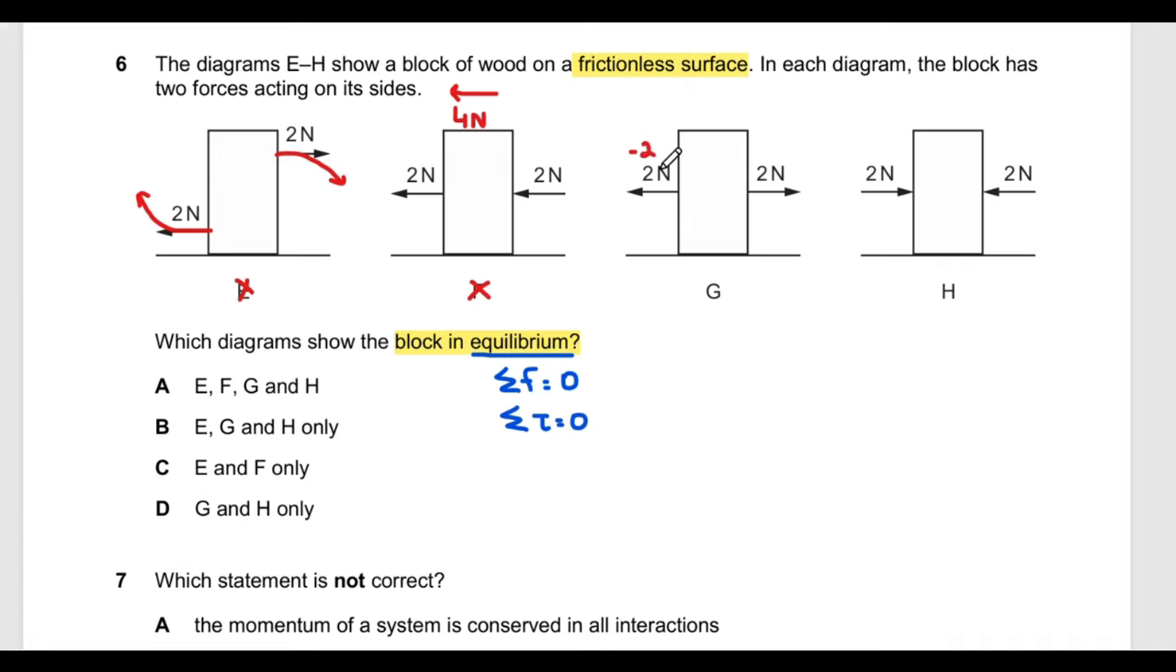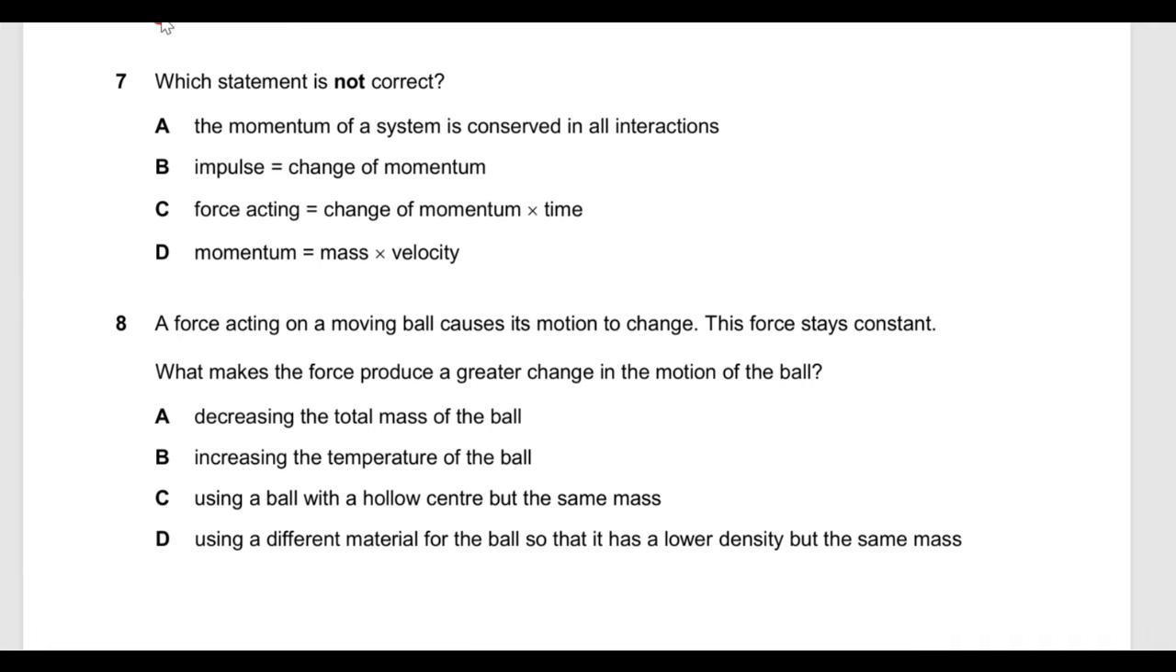For G, this left side is negative 2 Newton, the force on right side is positive 2 Newton, both will cancel the impact of each other and the total of 0 Newton force will act and the body will be in equilibrium. For H, this force is negative 2 Newton, let's suppose, so the other direction would be positive 2 Newton, both will cancel each other and the sum would be 0 Newton. That means H is also in equilibrium. So D is correct, G and H only.